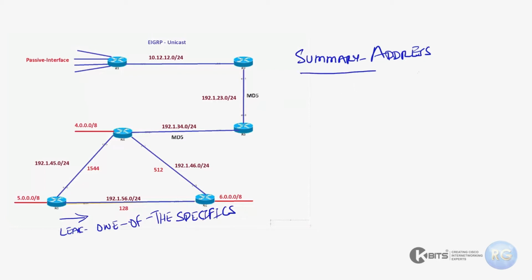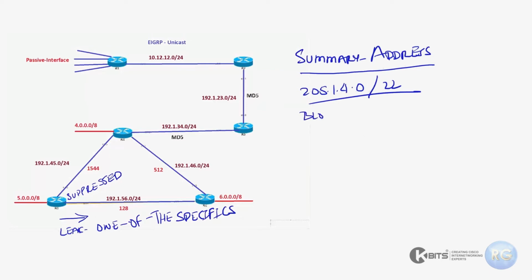What does the summary address do? If I put this as my summary address, which I did, anything that falls under the summary is automatically blocked, or the word is suppressed. Means it's not sent, correct? In EIGRP, another advantage of EIGRP, it allows you the ability to take something out of that if you want. By default, it would block all.